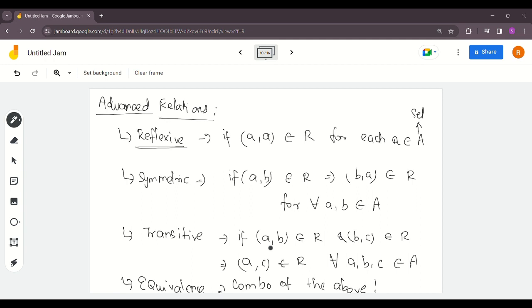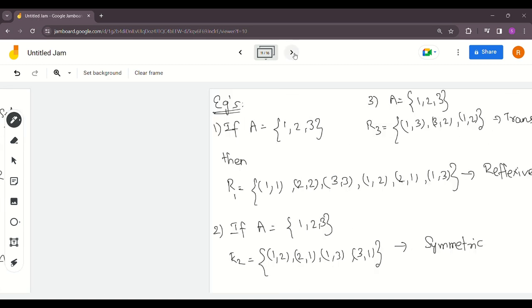Transitive: if (a, b) belongs to R, and if also (b, c) belongs to R, then (a, c) should belong to R. So for this symbol, it means for all values of. So for all values of a, b, c belonging to a particular set. Equivalence is a combination of all these things: reflexive, symmetric and transitive. So now let us see some examples.